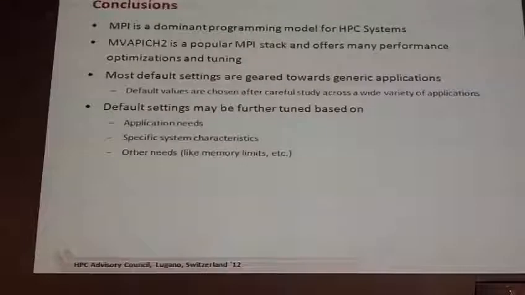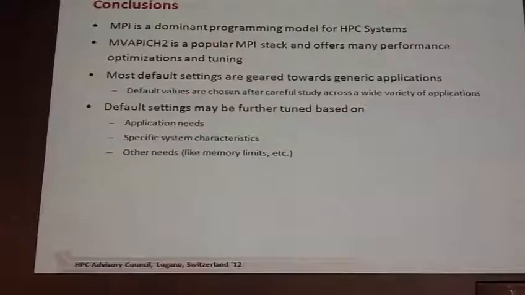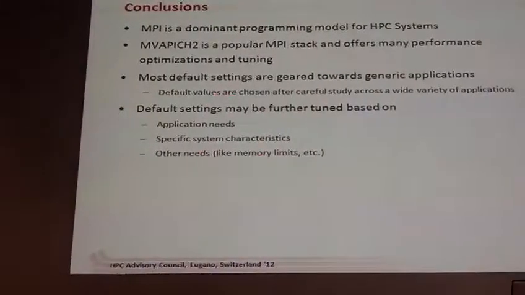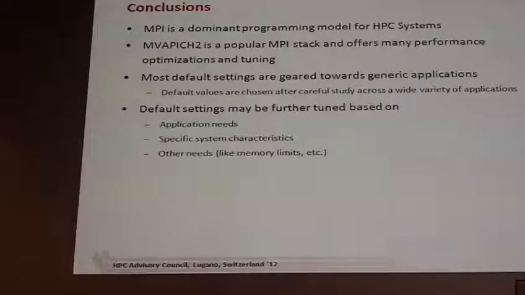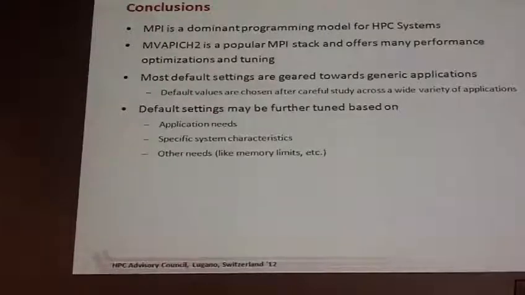Okay, so with this, let me conclude. What I showed basically is that MPI is a dominant computing model. MVAPICH2 is a popular stack, and just like the example of the car designer, within the MPI library we have provided a lot of different features, a lot of different modes, and most of these modes or default settings are geared towards generic applications. But if you have a different user or a different application, you need to adjust the settings so as to squeeze more and more performance out.